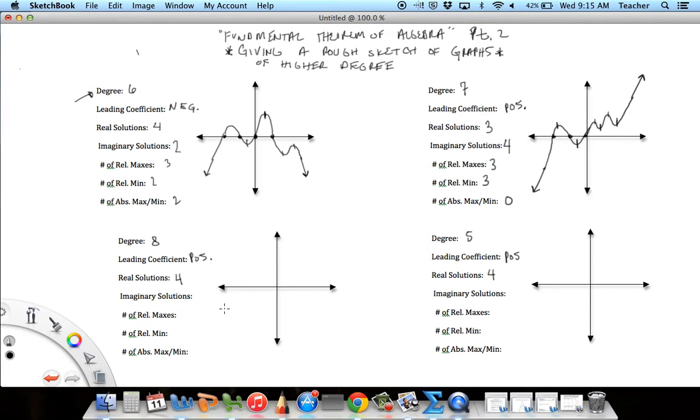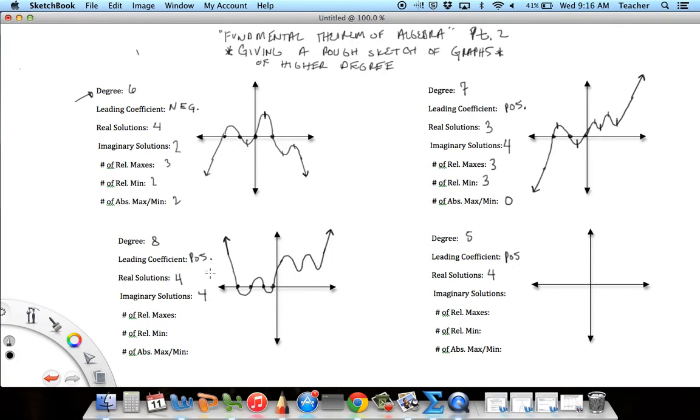I'm going to work these rather quickly here, so pay close attention. It's a degree 8, and it's positive, so I know it's going to end this way. And because this is even, it's also going to start going that way. It has 4 real solutions, so 1, 2, 3, 4. I know my graph has to go through those, so I'm going to start that little way there. And then I need to put in 4 imaginary solutions because I need to make up those other solutions. So we have 1, 2, 3, 4.